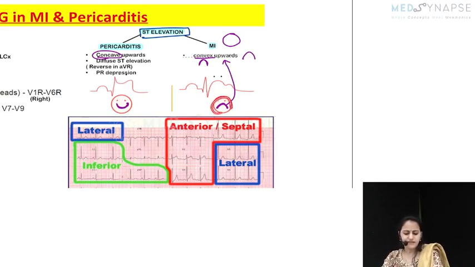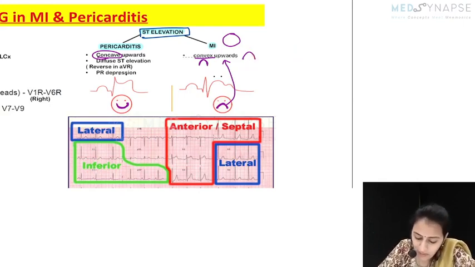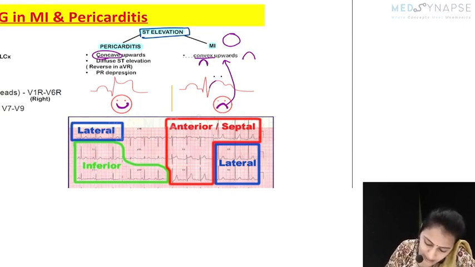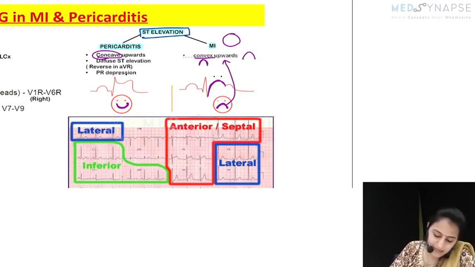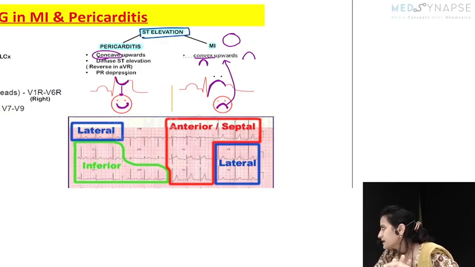Which refractive error do you use a convex lens for? Hyper. Convex means going up. Hypermetropia. Myopia is concave, minus. Okay, concave minus. This is convex upwards. So this is how you would see the ST elevation in MI, and here you would see the ST elevation which is concave upwards. Okay, pericarditis and MI.